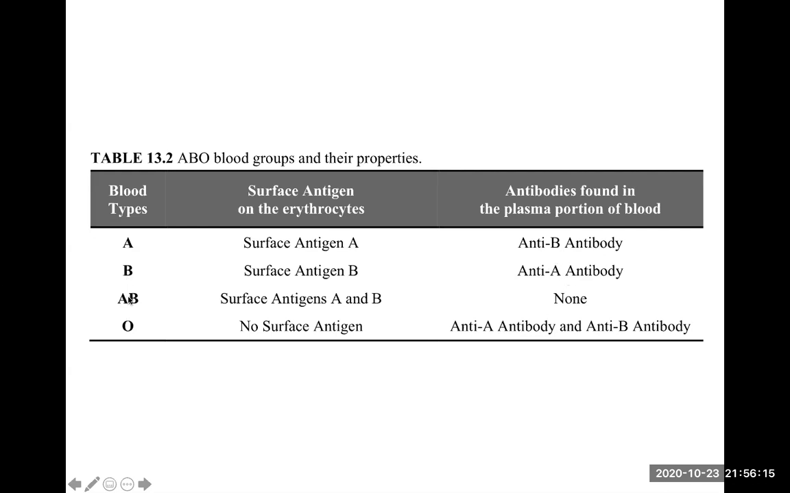If your blood type is AB, you have both surface antigens, A and B. Because you have both surface antigens on your red blood cells, you're not going to create any antibodies to try to destroy your own cells. So they have no antibodies. And if you're type O blood, often called the universal donor, it has no surface antigens and both antibodies in its blood plasma.